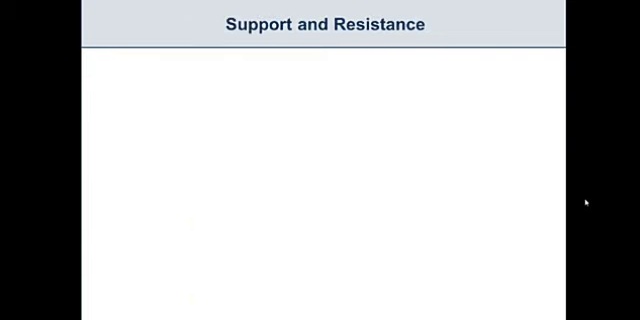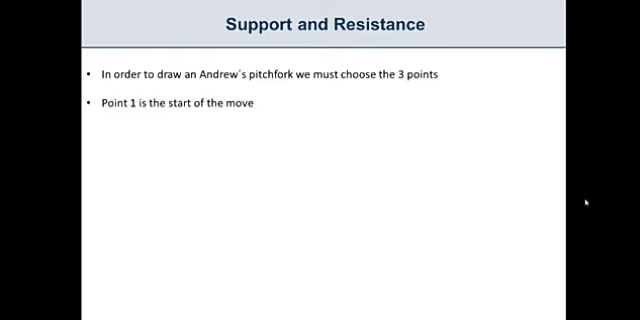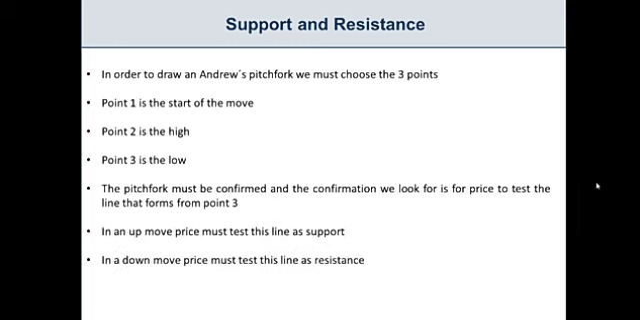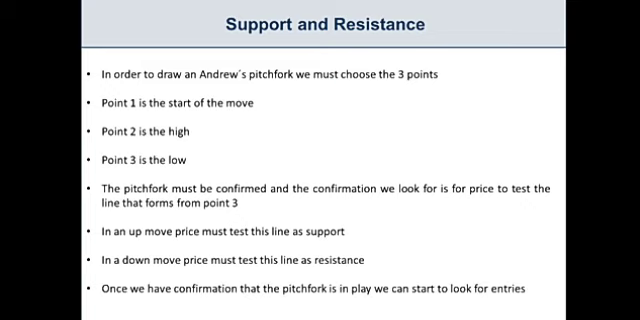Now, in order to draw the Andrews pitchfork, we must choose 3 points. Point 1 is the start of the move, point 2 is the high, and point 3 is the low. The pitchfork must be confirmed, and the confirmation we are looking for is for price to test the line that forms from point 3. In an up move, price must test the line as support, and in a down move, price must test this line as resistance. Once we have confirmation that the pitchfork is in play, we can start to look for entries.